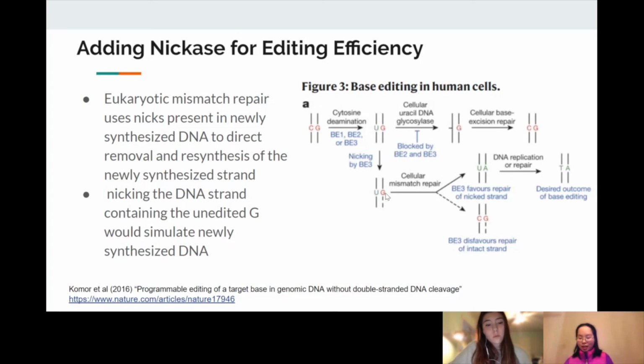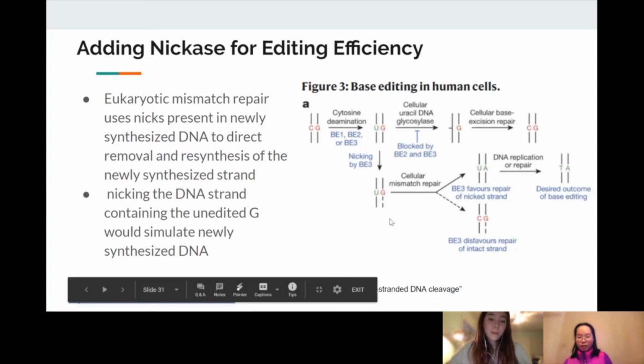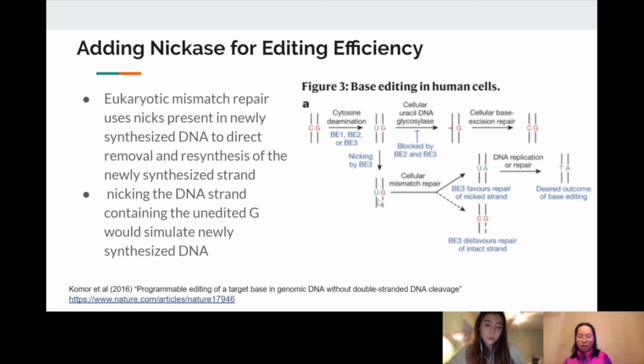So then you can add a nickase. You also fuse a nickase to the Cas9 so that the nickase creates DNA nicks on the other strand of DNA, the strand that you're not editing. So then when the cell looks at this again, it says, ooh, this strand has more nicks. This must be the new strand and this must be the old strand. The G must be part of the new strand and the U must be part of the old strand, because the strand that has the G has more nicks. And therefore, what I'm going to repair is the G and not the U, which is exactly what you want.